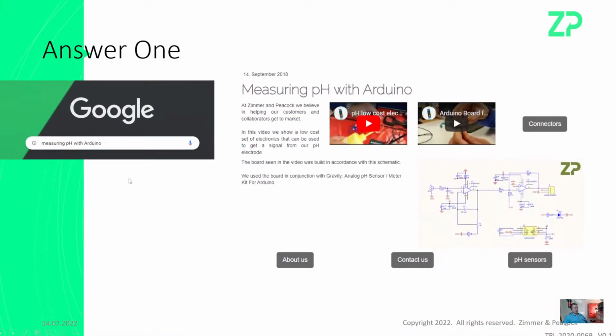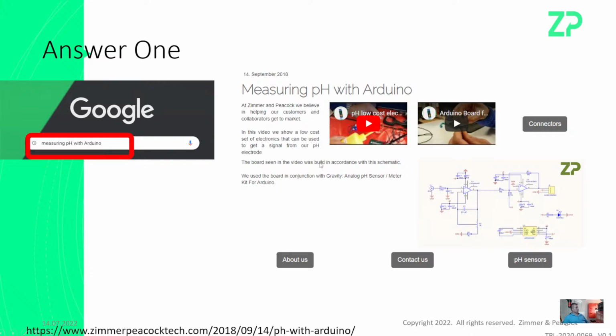Now, they did ask the question, how do I measure using an Arduino environment? The quick answer is, if you look up measuring pH with Arduino, you will find a lot of material out there on it. If you search on Google for measuring pH with Arduino and you put Zimmer and Peacock, you'll find an old article of ours. We wrote it in 2018. I don't currently support this article. We haven't updated it since 2018. But I did a Google search recently, and I could still see that people were Googling on this.